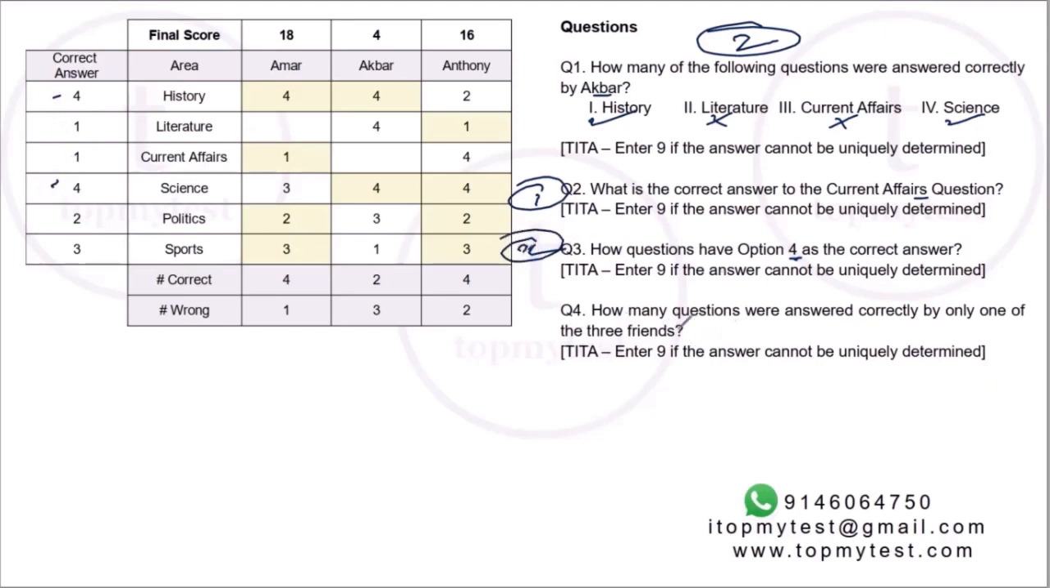And the last one, how many questions were correctly answered by only one of the 3 friends? Only one person got it right. Literature is 1. What else? Current affairs is the second one. Literature, Anthony got it right. Nobody else got it right. Current affairs, only Amar got it right. Nobody else got it right. So there are 2 questions which are there.